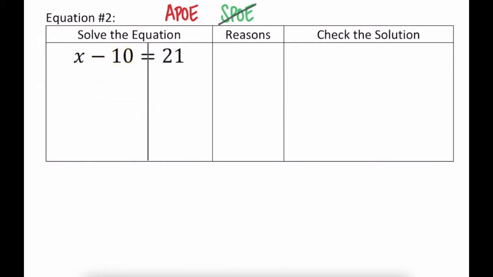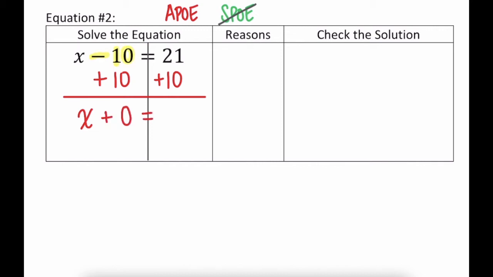So that leaves us to try using APOE. What if I add 10 to both sides and simplify? Okay, I'm left with x. And then again, recall that this is a negative 10. Negative 10 plus 10 is 0. And 21 plus 10 is 31.